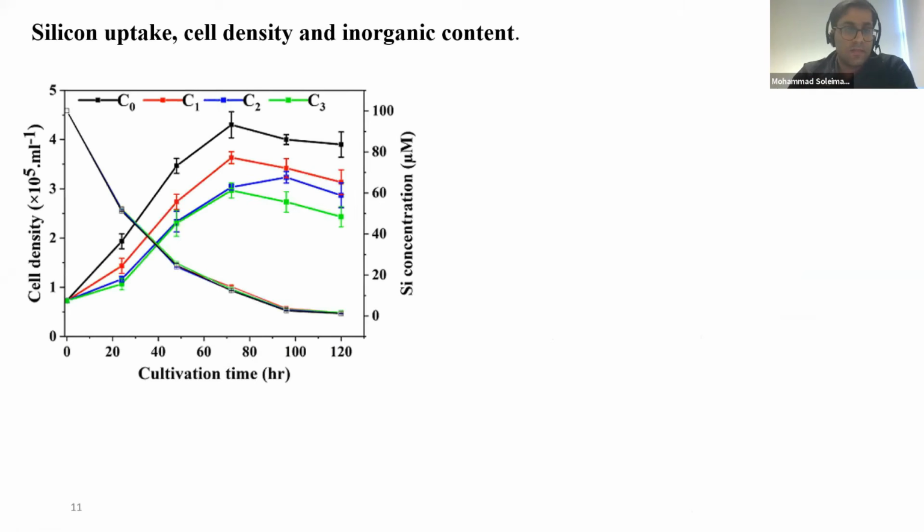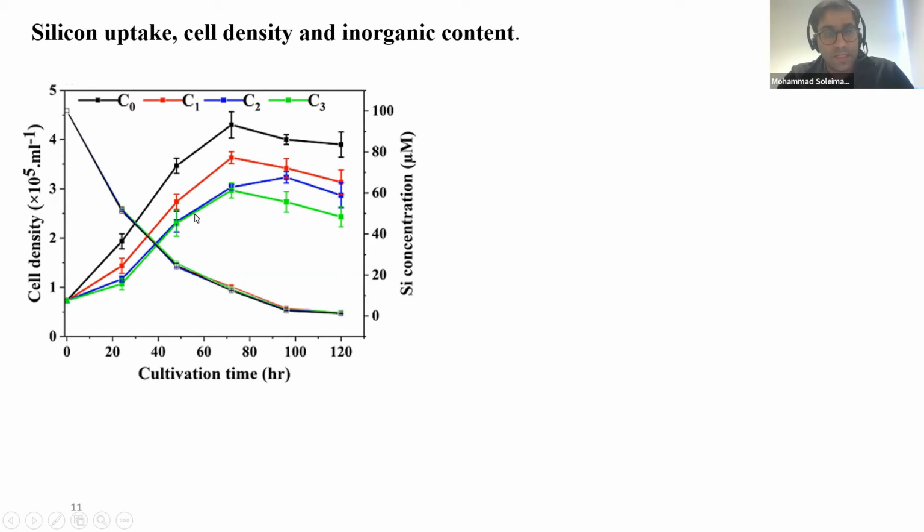And in the next step, we wanted to see the effect of aluminium on biosilicification of the sample and how they actually grow in the presence of aluminium. We measured the cell density over time when we fed the diatom. At different times we collected them and measured the cell density. I have to say that C0 is the sample without aluminium, and C3 was the highest concentration of aluminium.